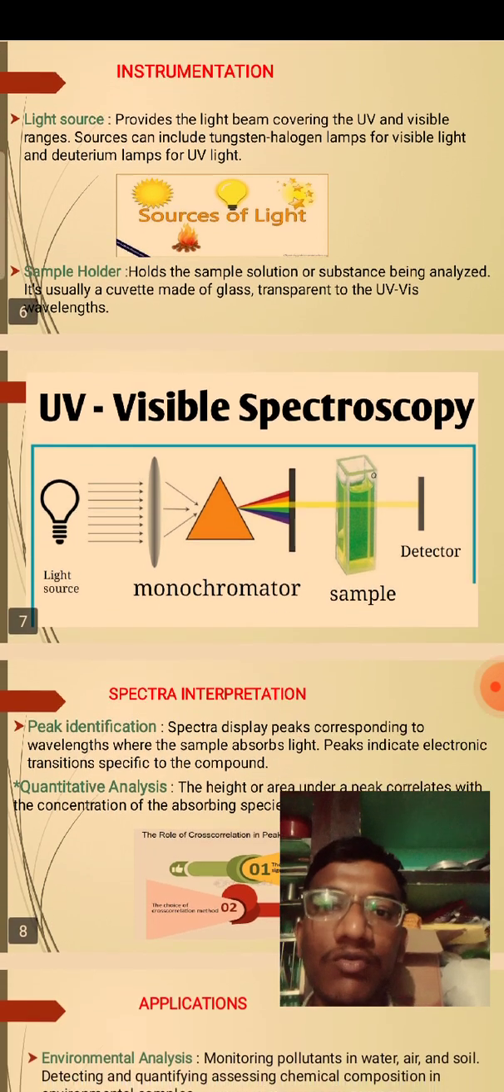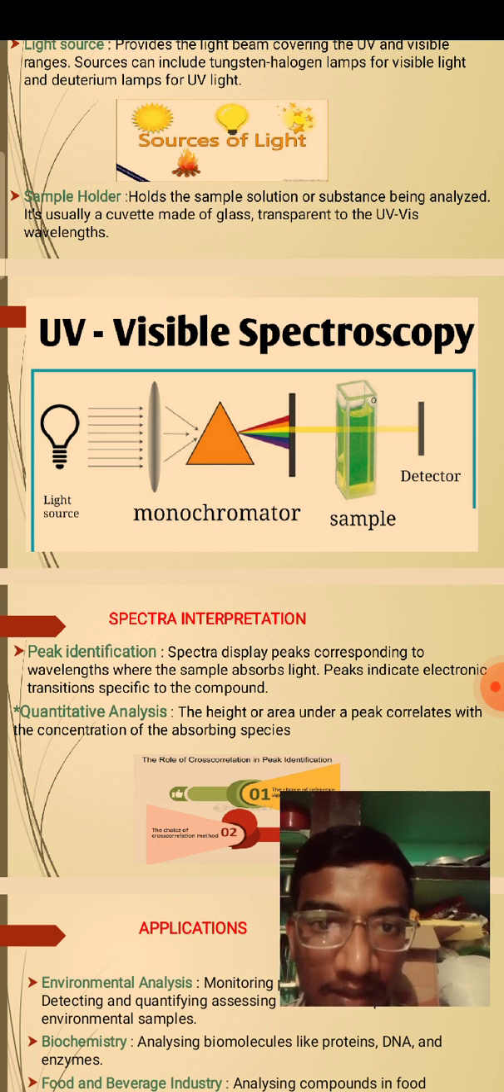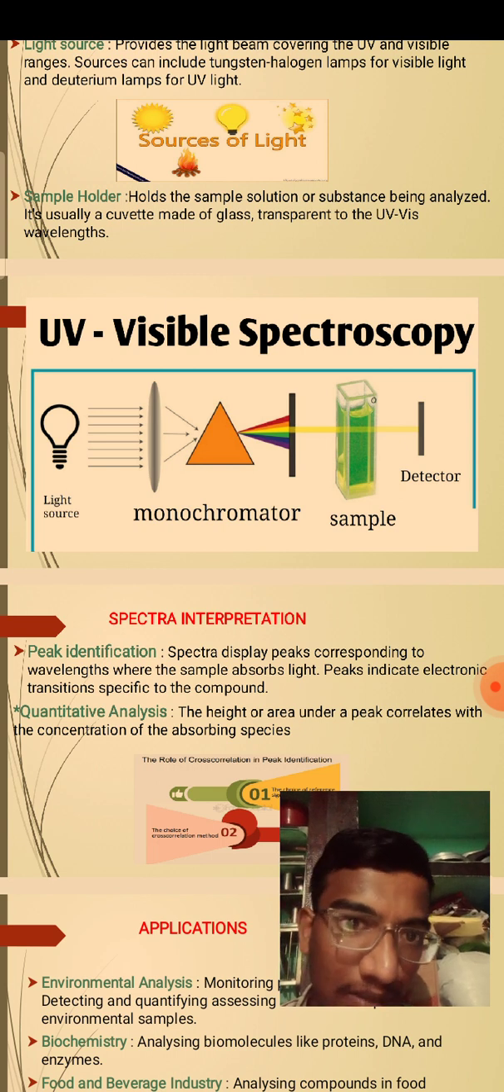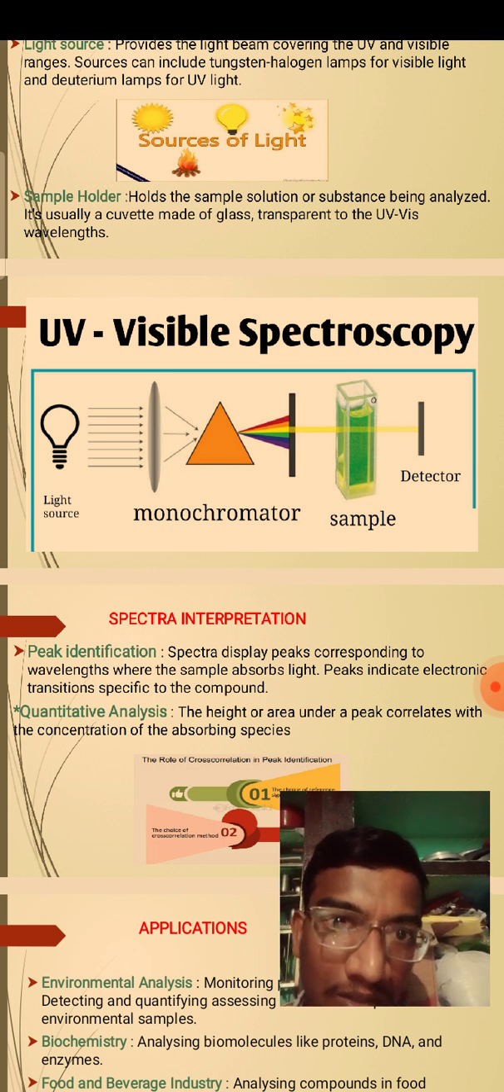And now we can see the UV visible spectroscopy diagram. Here first we have the light source, and then later the monochromator and sample, and then the detector. The light from the source goes to the monochromator, and then the selected light gets into the sample solution and is detected. In this way the UV visible spectroscopy process happens.